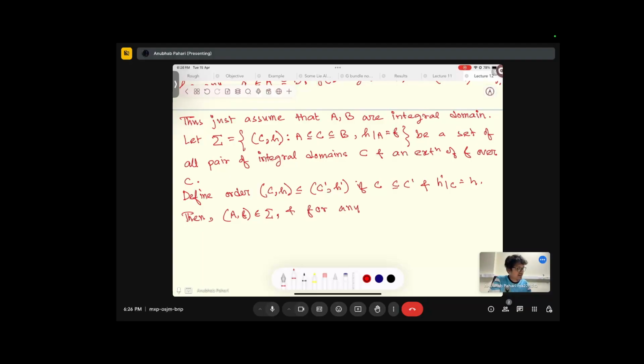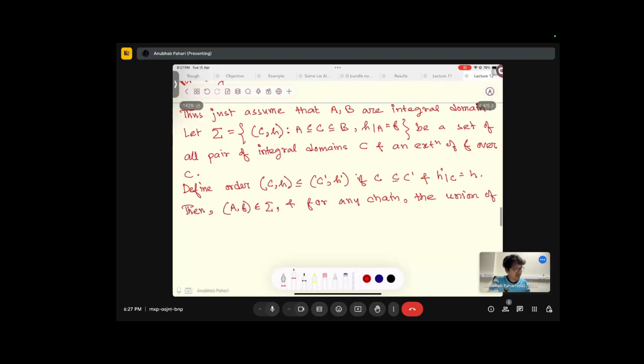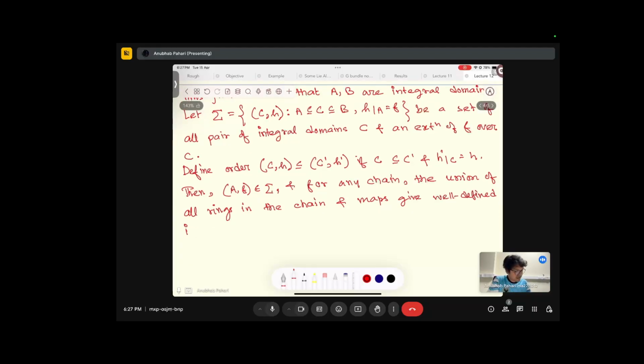for any chain, the union of all rings in the chain and maps give a well defined integral domain and maps into this omega.